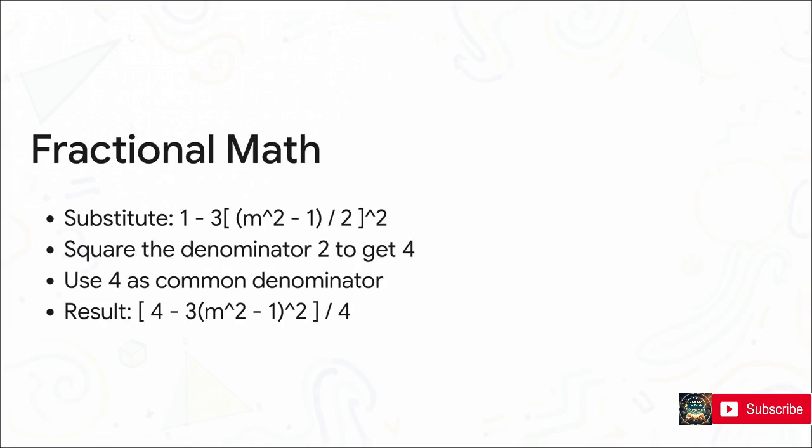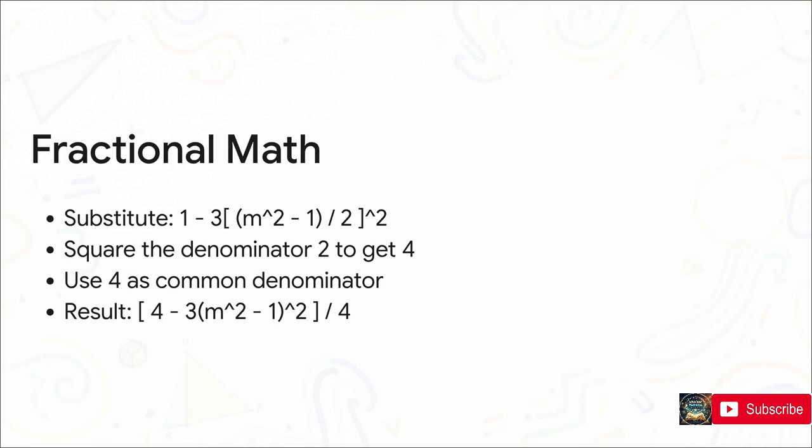Here is where we execute the final fractional math. Walk through this with me, line by line. First, we substitute. We get 1 minus 3 times the bracket (m squared minus 1) over 2, whole squared. Next, we apply that square. The numerator stays as (m squared minus 1) whole squared, but squaring that denominator of 2 gives us 4. So we're looking at 1 minus 3 times (m squared minus 1) squared all over 4.